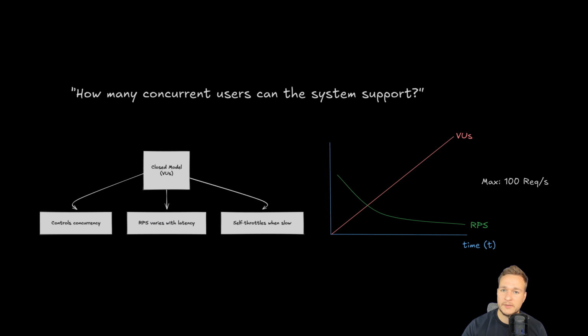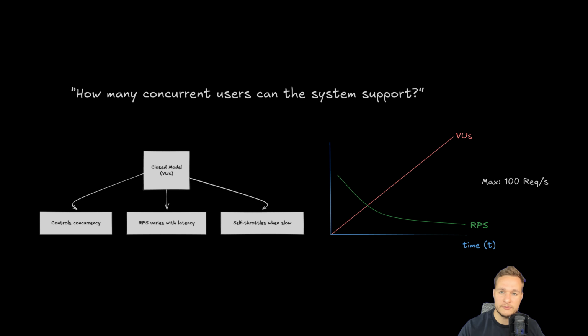Alright, let me show you this diagram I created. This is going to help us understand the two main approaches to performance testing, and more importantly, when to use each one. First, let's talk about the closed model, also called the virtual user model. The key question this model answers is, how many concurrent users can the system support? And this is crucial for capacity planning. Why should we care about this?